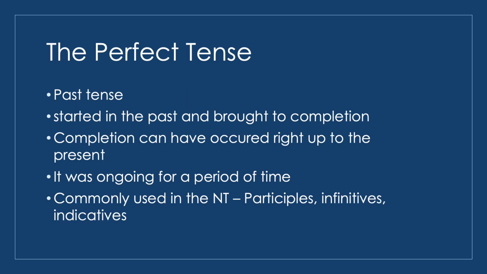So I'm just going to finish this video by giving you a quick summary of what we've learned. The perfect tense is a past tense that started in the past and has been brought to completion. That completion could have occurred at any point right up until the present. It was ongoing for a period of time and has been brought to its conclusion. And it's very commonly used in the New Testament. We see it in participles, infinitive and indicative moods.